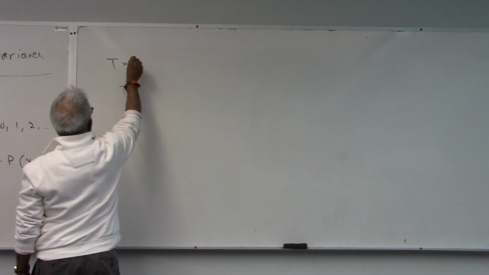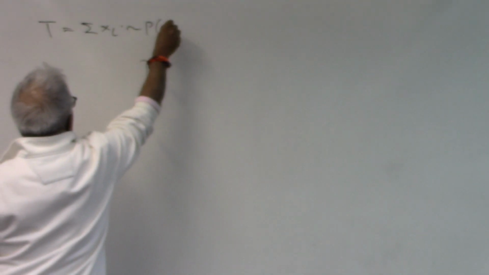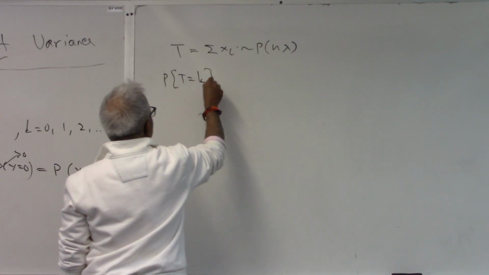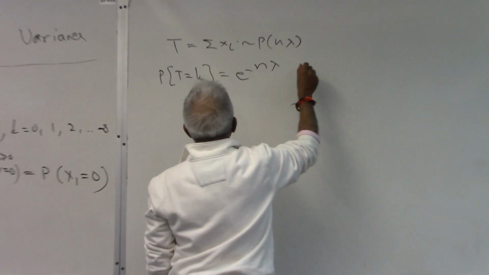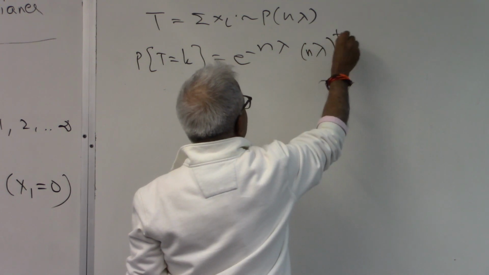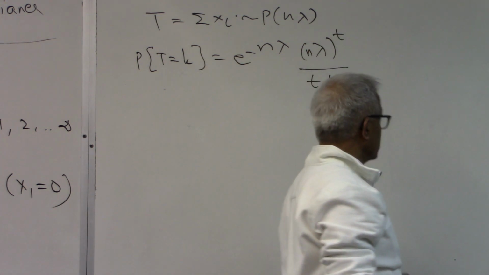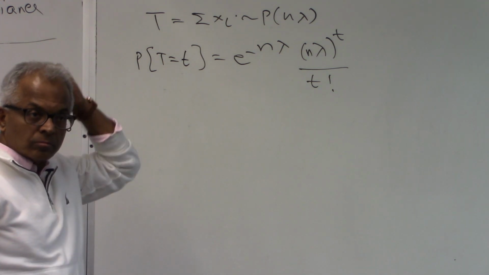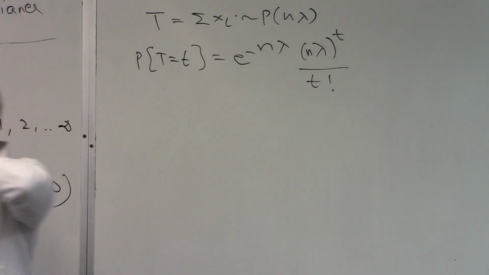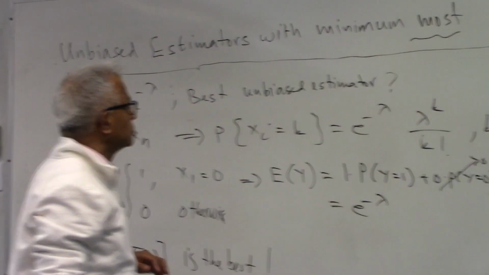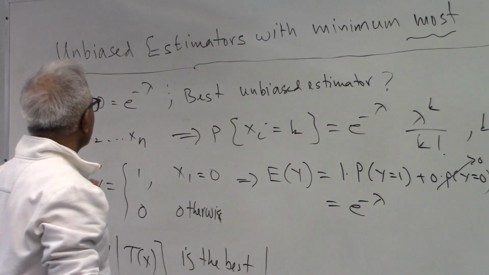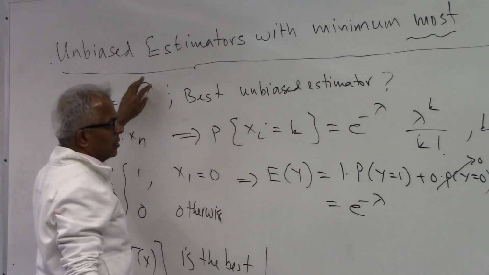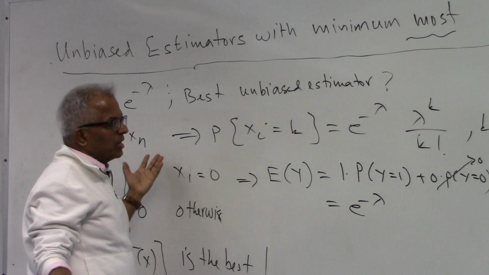T, remember, T is sigma Xi, is Poisson with parameter n lambda. So the probability of T equal to k is e to the power minus n lambda, n lambda to the power k over k factorial. T is a sufficient statistic for lambda. There are two ways you can argue. This is just a function of lambda, so the sufficient statistic will be the same.